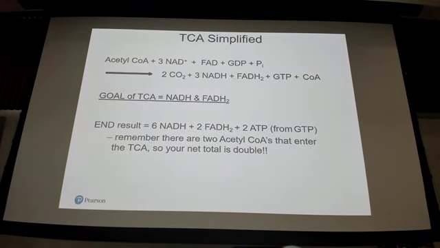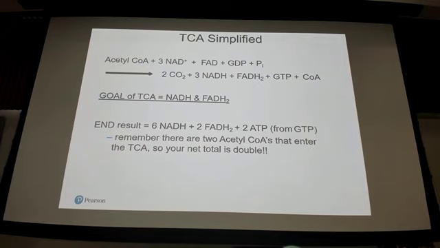So the final products of the TCA cycle are carbon dioxide. That's not really important. The important final products are 3 NADH, 1 FADH2, and 1 GTP, and this would be with 1 molecule of acetyl-CoA. If we start from glycolysis, remember glycolysis produces 2 pyruvate molecules, thus 2 acetyl-CoA molecules. So you would just double that number.